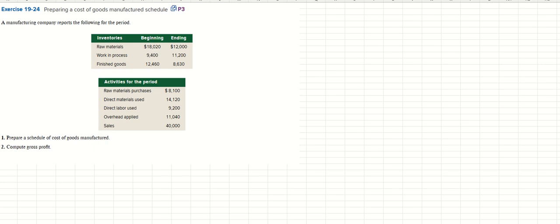So this is practice problem number 3 for chapter 19. And in this exercise, we're going to prepare the cost of goods manufactured schedule and compute the gross profit. So that's number 1 and number 2.